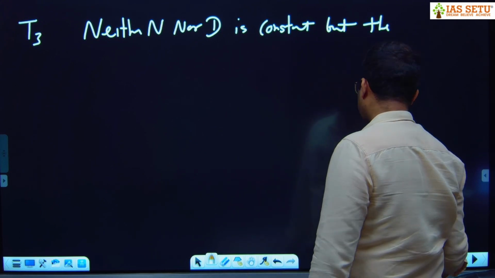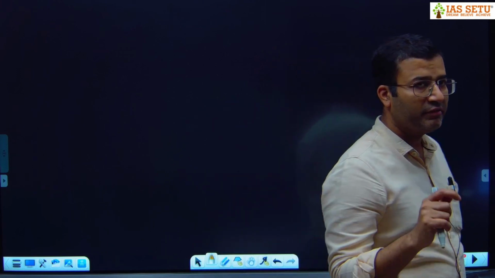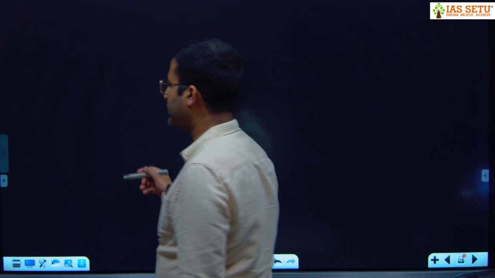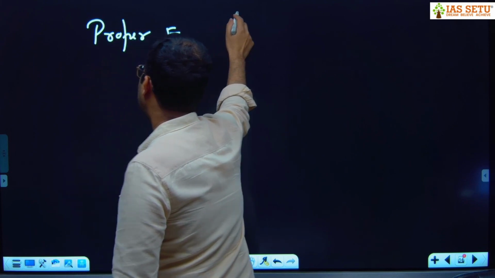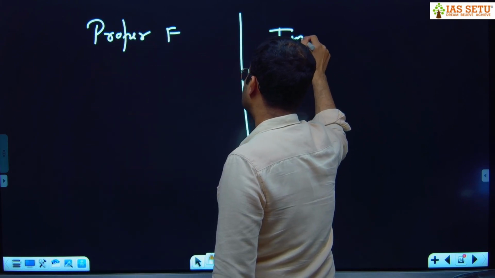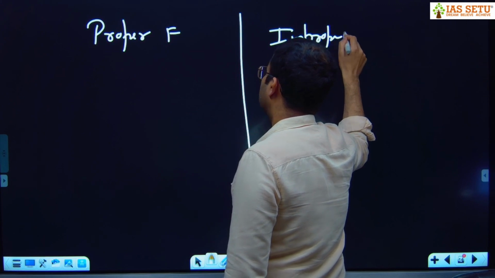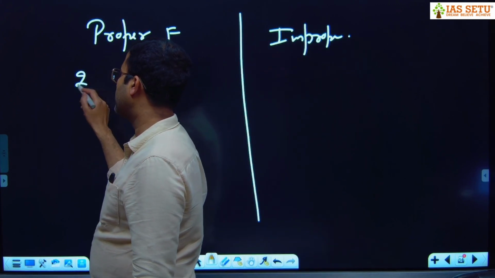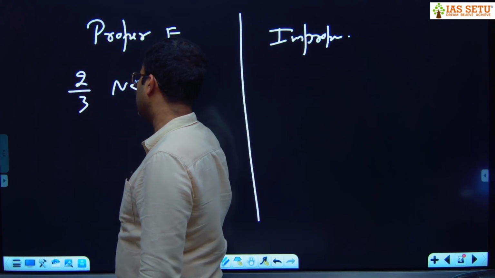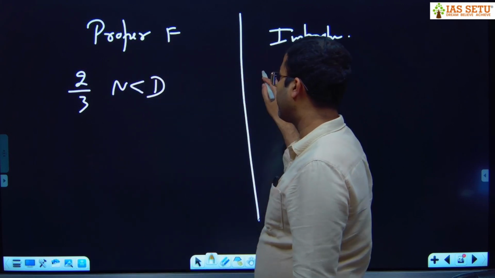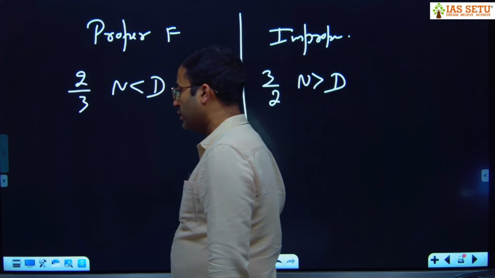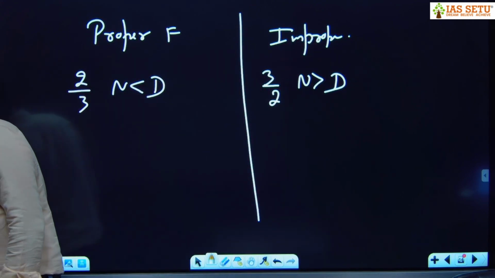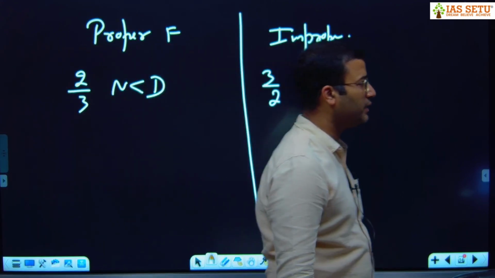Acha, before I take type 3, let me tell you one more point. We divide fractions into two parts, proper fraction and improper fraction. I think all of you know that. Proper fraction like 2 by 3, where numerator is lesser than denominator. Improper fraction like 3 by 2, where numerator is greater than denominator. Okay, all of you clear with proper fraction and improper fraction? Write yes in comment.